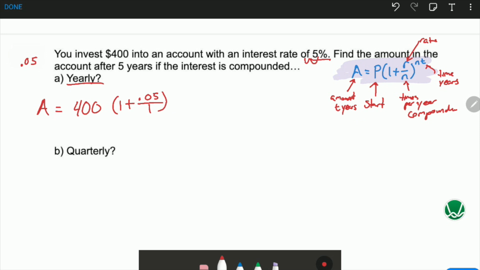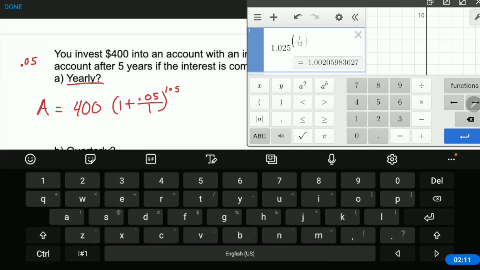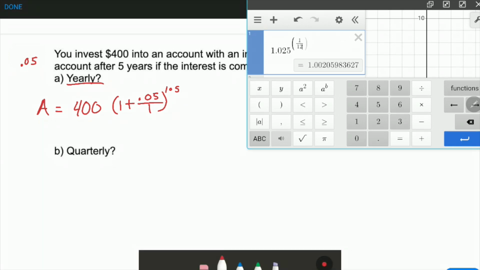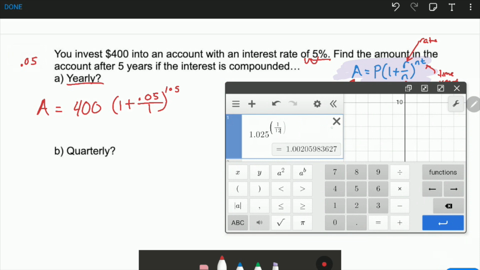Yearly and annually are the same. And then to the power of 1 times our t, which is 5, because we're going for 5 years. Once I get it set up, I can just type it into a calculator or do it piece by piece, doesn't really matter.